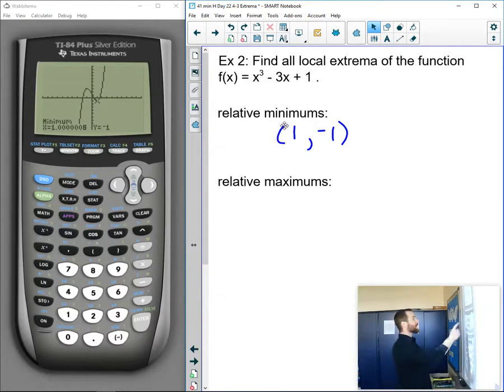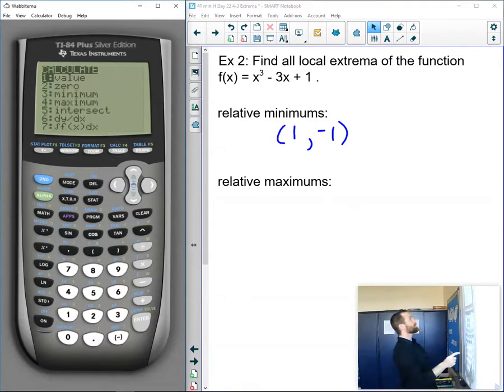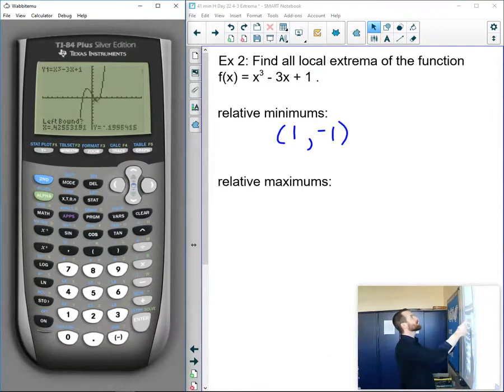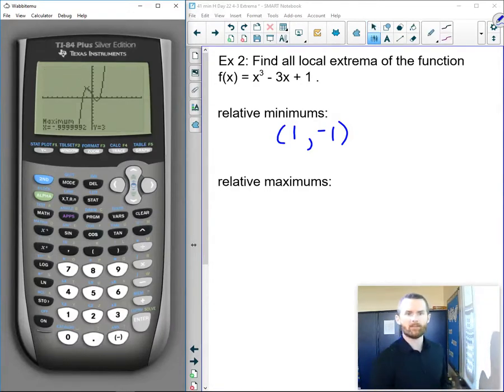Now we need to find the relative maximum, so I'm going to hit second, calculate, maximum is number 4, and I have to go to the left. So my maximum is right about there. I'm going to go to the left a couple clicks, hit enter. That was probably farther than I needed to go. Then I hit right till I pass the maximum. That looks good. Hit enter. Enter one more time, and it gives us a maximum value.